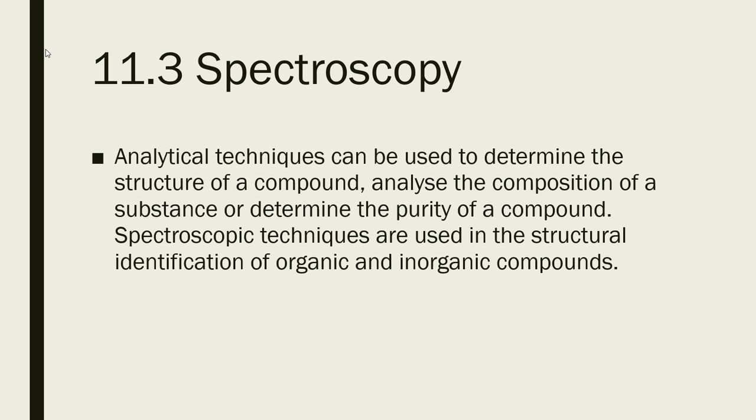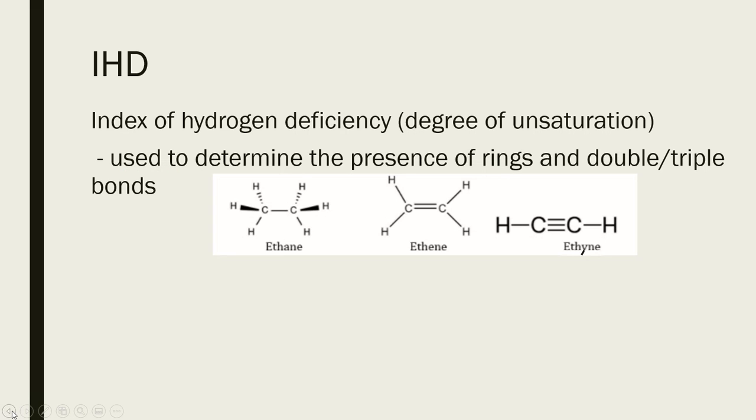So here's a quick introduction to spectroscopy, and then the first of our analytical techniques, index of hydrogen deficiency. So spectroscopy, the idea here is just that we're analyzing molecules, compounds, to figure out what is there. We've spent a lot of time learning how to name things, learning how to identify functional groups. Now we're going to look at how do we even know that those functional groups are on the molecules that we're talking about.